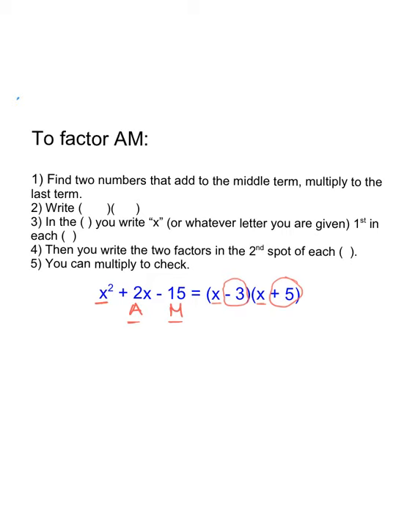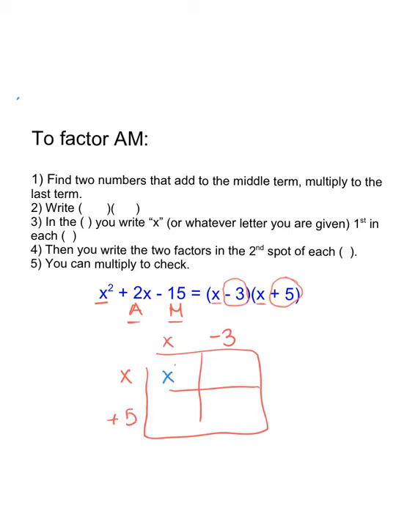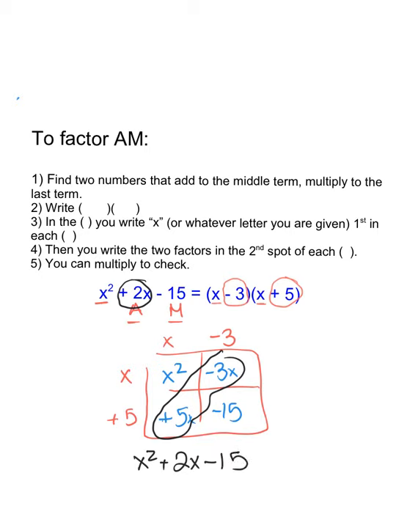If you want to check your work, you can multiply. And to do that, we'll review the box method. My factors are x minus 3 and x plus 5. If I fill in my box, I get x squared minus 3x plus 5x minus 15. If I add on the diagonal, I do get positive 2x. So here the answer is x squared plus 2x minus 15. By multiplying, I verify that I did factor correctly.